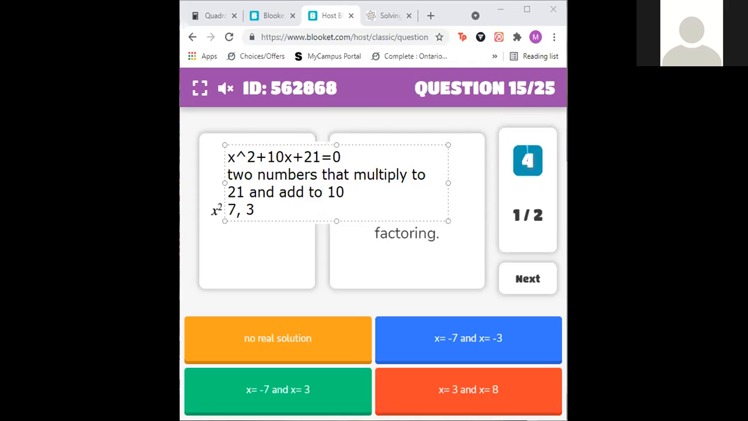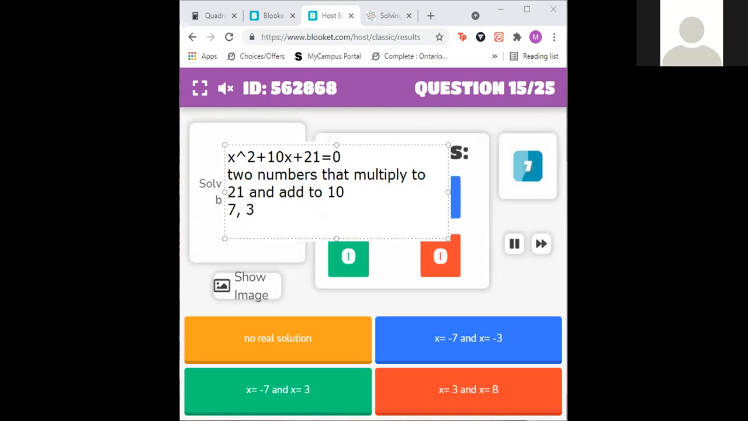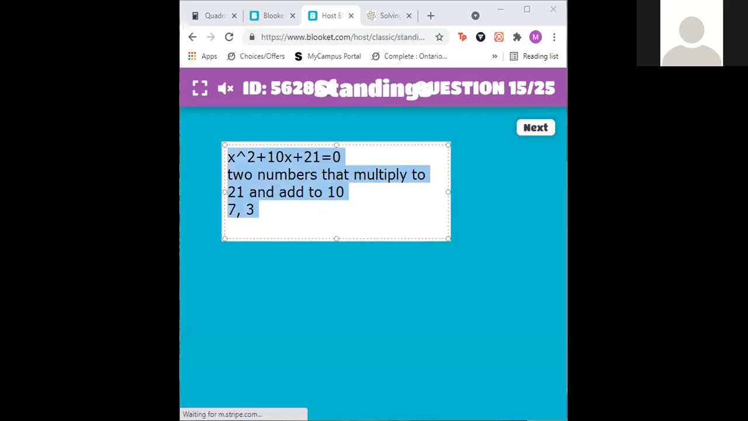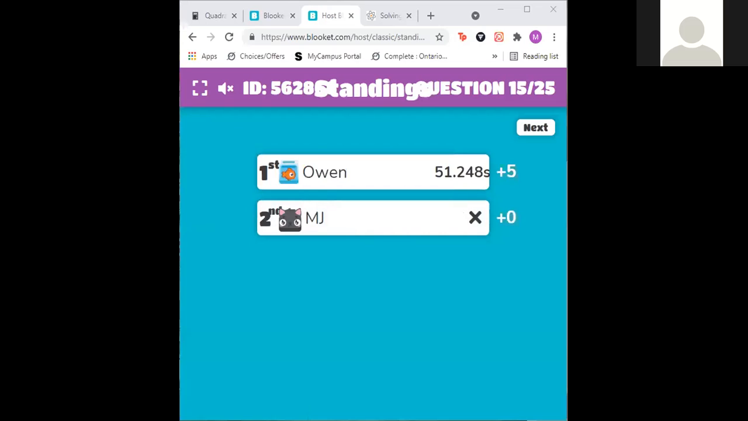So it would be 7 and 3. They made a mistake on this question. It should be +7. Wait, oh yeah, no, they did. That's correct. Yeah, you're right.